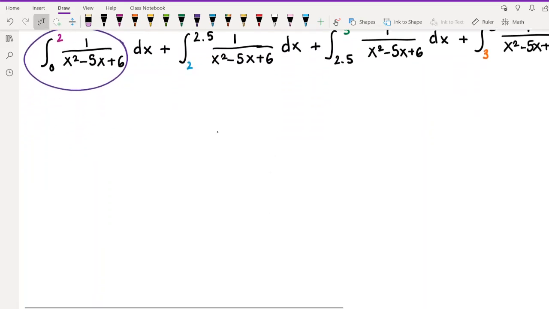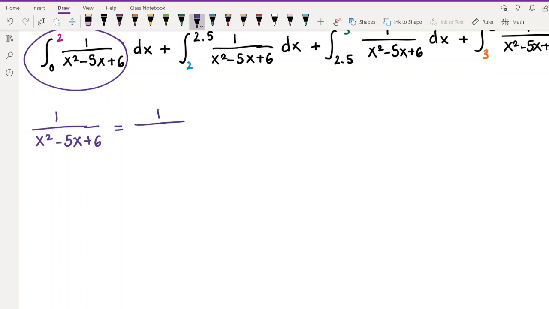So what is the antiderivative in this case? Or what's the method for the antiderivative? We want to use partial fractions. So we want to rewrite x squared minus 5x plus 6 as x minus 3 times x minus 2, or I'll write it x minus 2 times x minus 3. And then if you remember, how does partial fractions work?